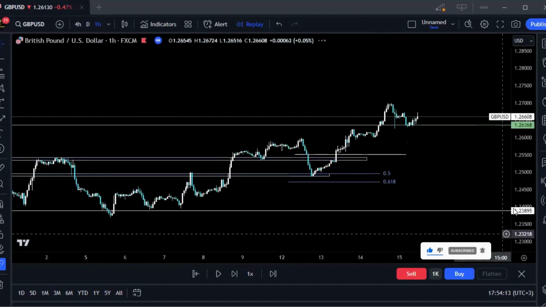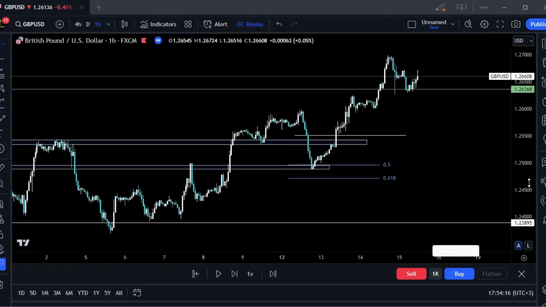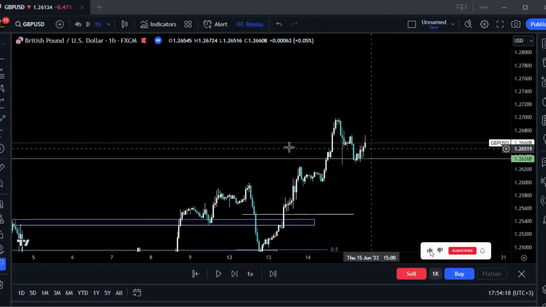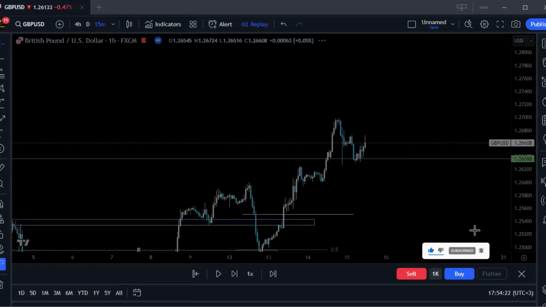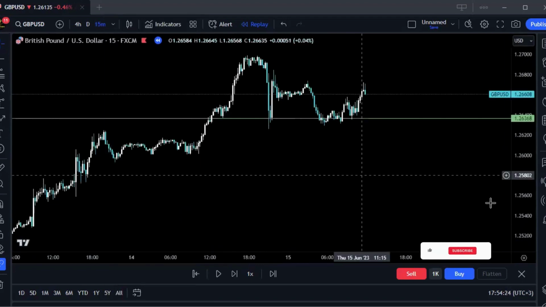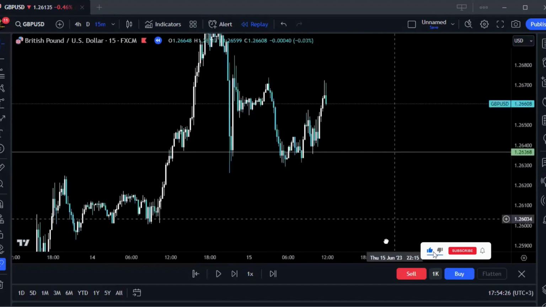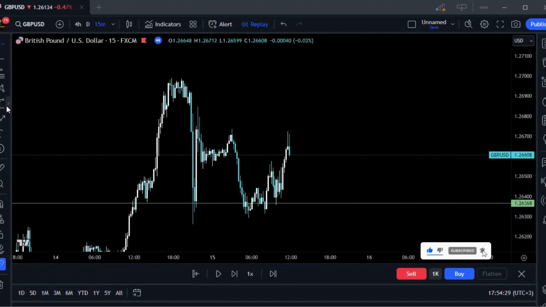Now let's go to the 1 hour. Okay, the 1 hour looking like that. I don't really like how it sits. It's not really welcoming for me to look for opportunities, so I dropped down to the 15. Prices have bounced there.